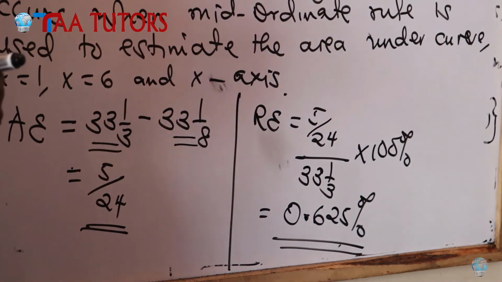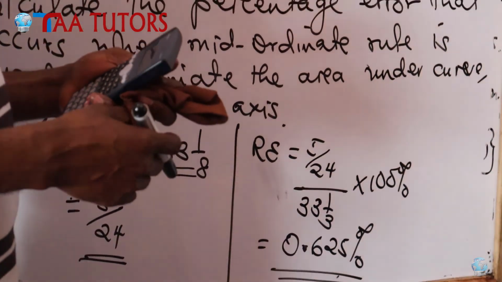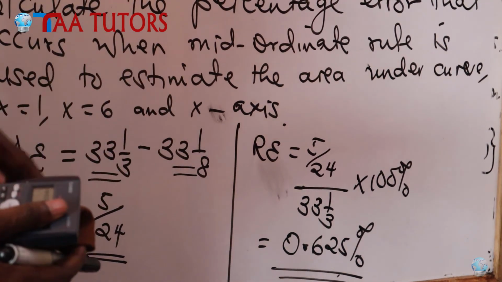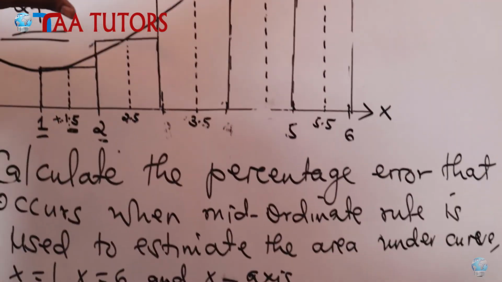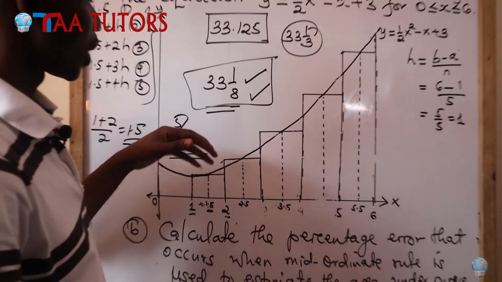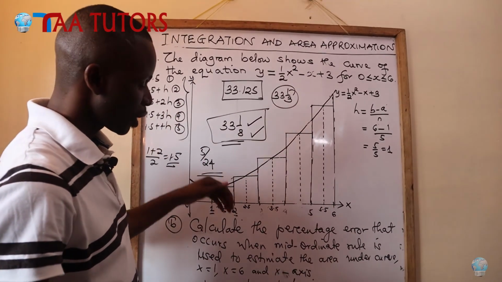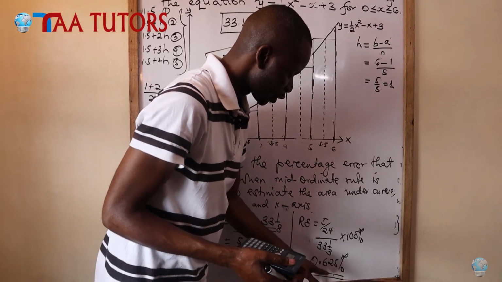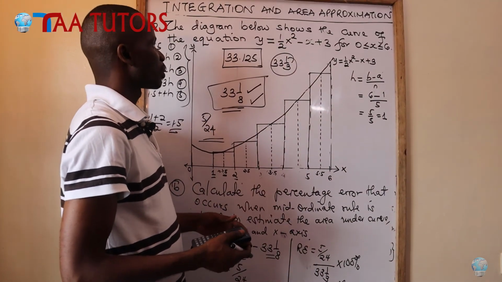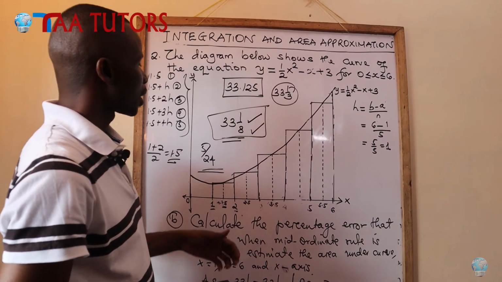That's much better. The smaller the error, the better the estimation. So even though the actual area is still bigger than the estimate by the midpoint rule, we can say the midpoint rule was much closer, with a percentage error of around 0 point something. That is quite better. Not accurate, but better. Now viewers, that's the last part of this question.